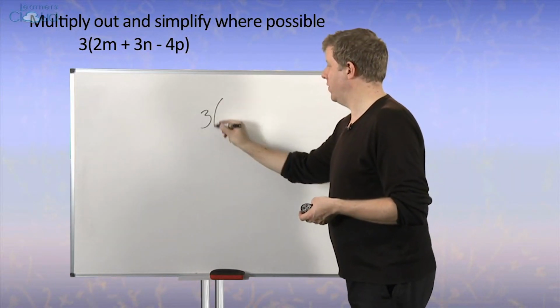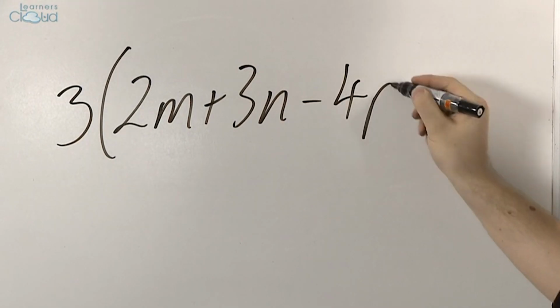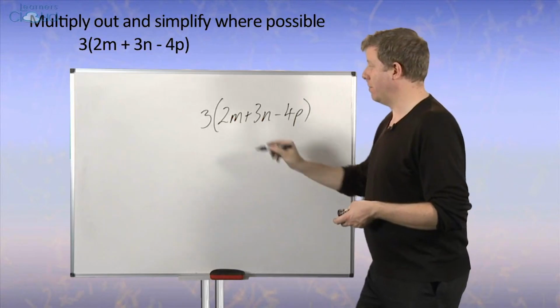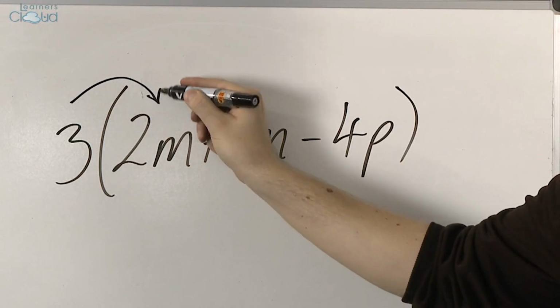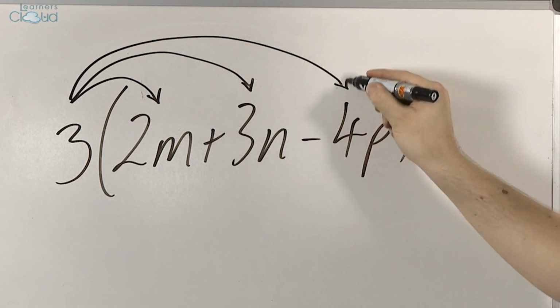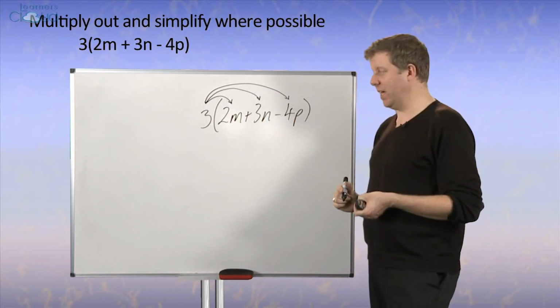So 3 lots of 2m plus 3n minus 4p. Each term inside is going to get multiplied by the number outside. So we're going to do 3 lots of 2m, 3 lots of 3n, and 3 lots of minus 4p. So remember to be careful with our negative numbers here.